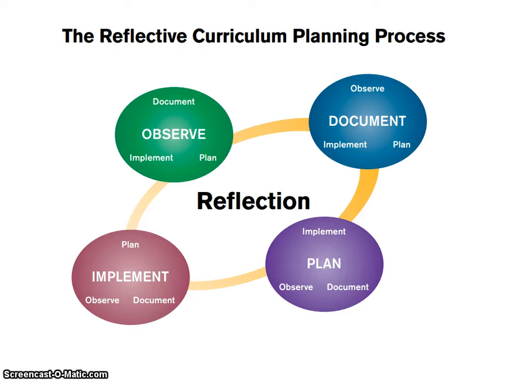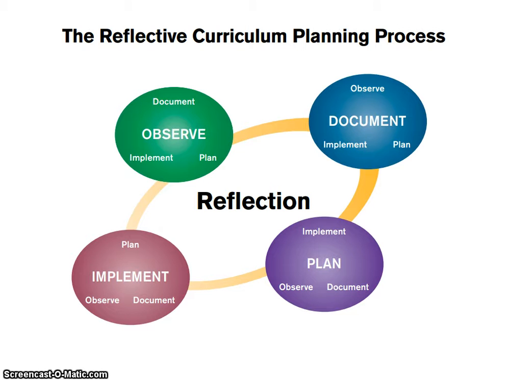Let's look at the diagram for a moment. This answers a very important question. How do I know what to teach? We start by observing. We reflect on what we have observed, and this helps us plan how to proceed. We document the successes and areas for growth as we implement. Then we reflect on our documentation. That documentation helps us plan further and then implement. It's a cycle.